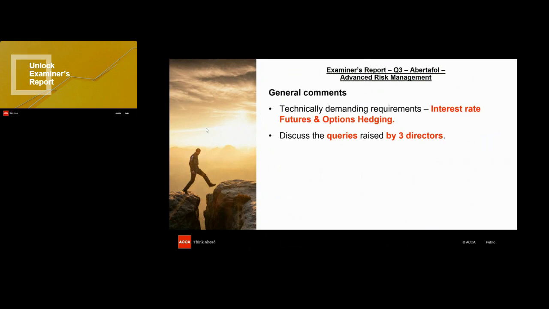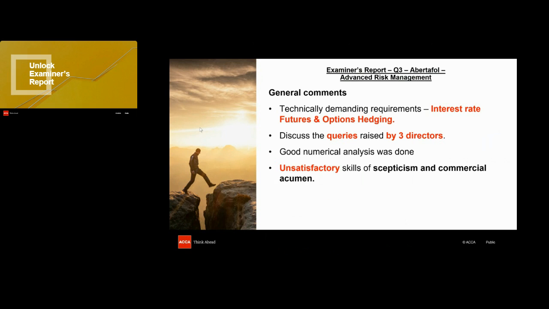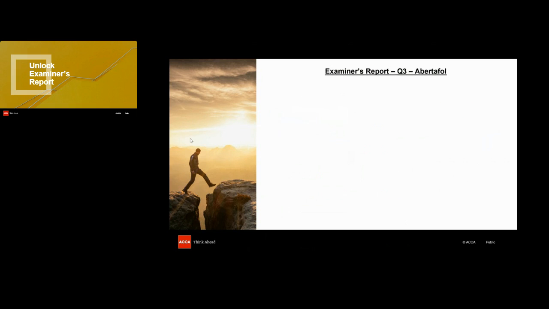General number analysis was done well by the candidates, but when it came to skepticism and commercial acumen, it was unsatisfactory. Many candidates even wasted time recalculating figures of the forward rate agreement that was already given in the question. You're auditing the question itself. So what were the most frequent mistakes here? A lot of students wasted time doing wrong workings and doing more and more workings which are not relevant to the score. You're not going to fetch marks.